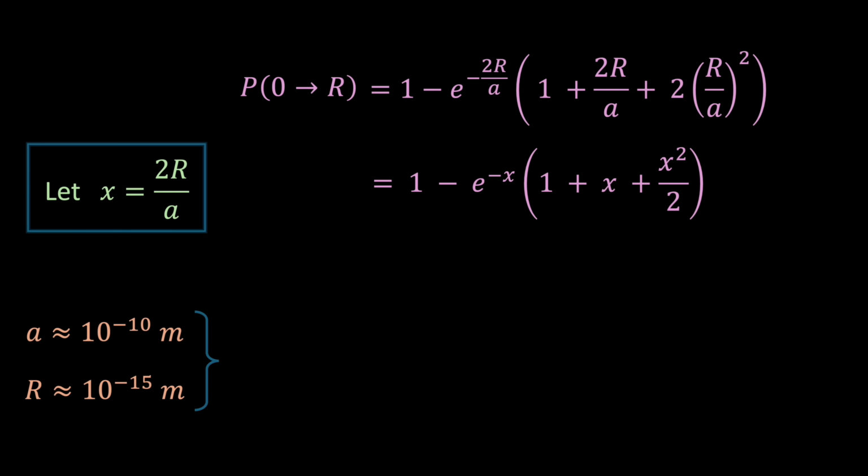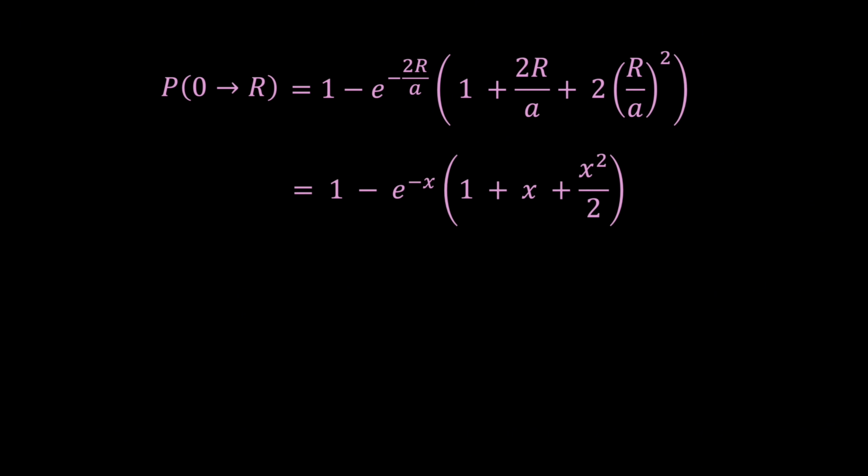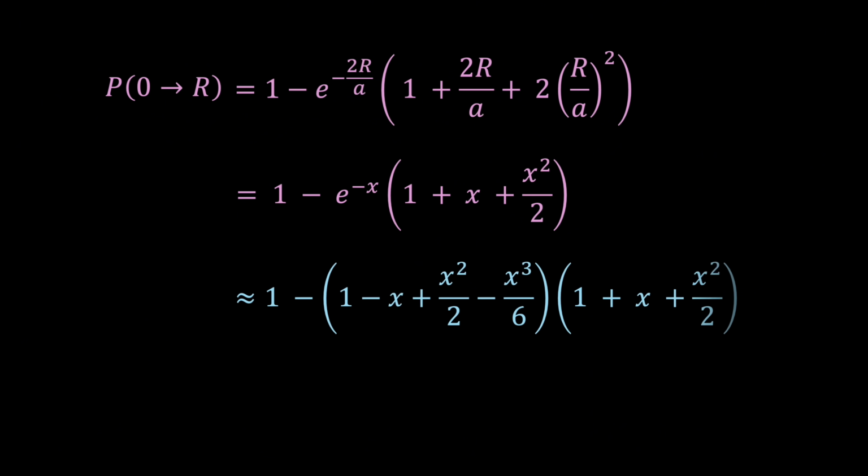In that case, x equals 2r over a is much less than 1, and we can expand the exponential term as a Taylor series, keeping only the first few terms. If we now substitute the Taylor expanded exponential term, we obtain the following blue expression. Expanding out the brackets shows that the leading term is x cubed over 6, with higher order terms that can be ignored since x is so much smaller than 1. And so we arrive at a greatly simplified approximation for the probability of finding the electron within the nuclear radius.